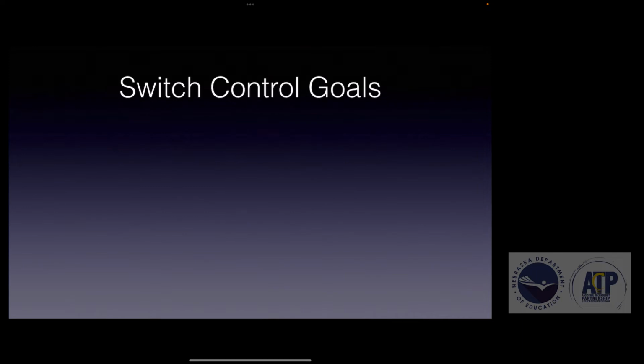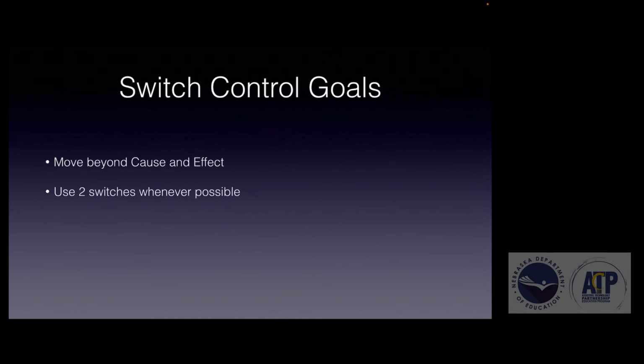When you're working with switch control, you're going to have specific goals that you can work toward. One of them is you want to move beyond cause and effect. You want to move beyond the point where they hit the switch and something happens. You want them to very quickly move into making selections, making choices, and being able to have more control of that device. Whenever possible, you want to go to two switches. Two switches is much more efficient, plus it's quicker, as well as gives the user much more ability to choose what selections are available to them.